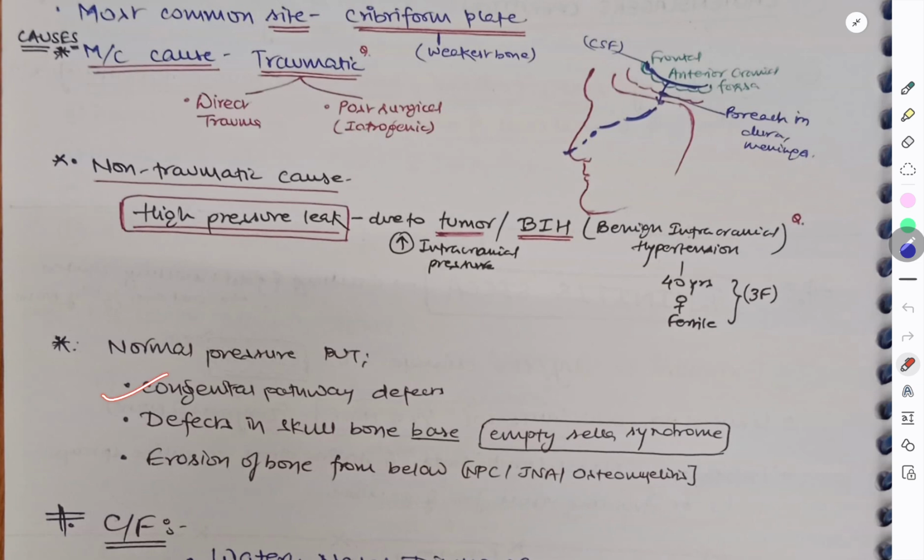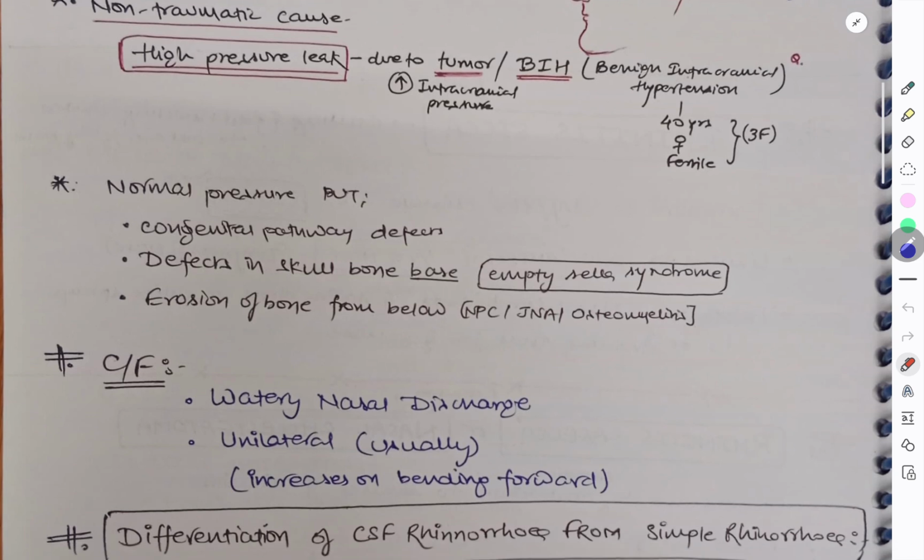Those are congenital pathway defects, defects in the skull base bone, that is empty sella syndrome, and erosion of bone from below, that is NPC, JNA, and osteomyelitis. So these are the causes where CSF rhinorrhea can be seen.